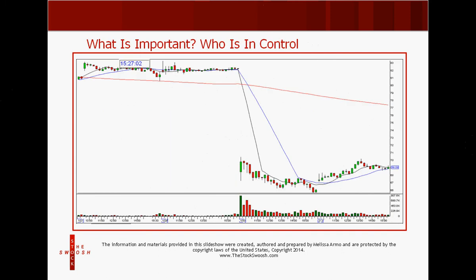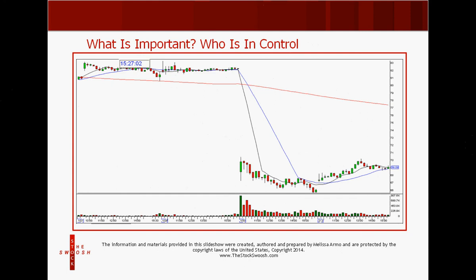So what is the most important thing that's happening in a chart? In order for you to make money, as a trader, an investor, I don't care who you are, big or small, how much money you have, it doesn't matter. What is important? Who is in control? Who is in control of the stock on this day will tell you whether or not you, as a day trader, will be able to make money, because you must play with the control.